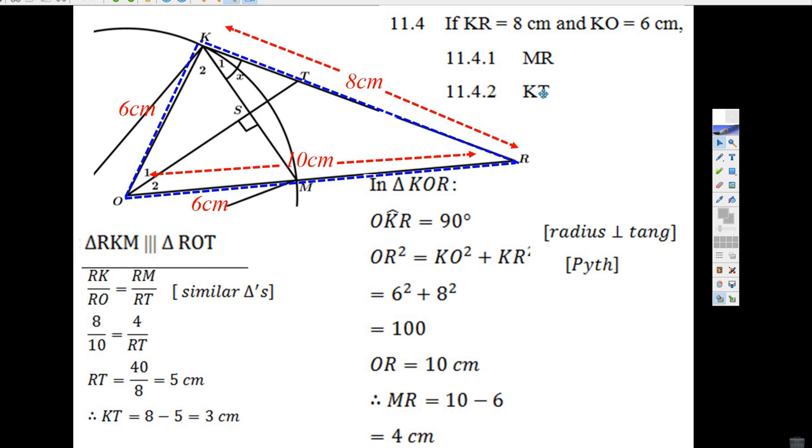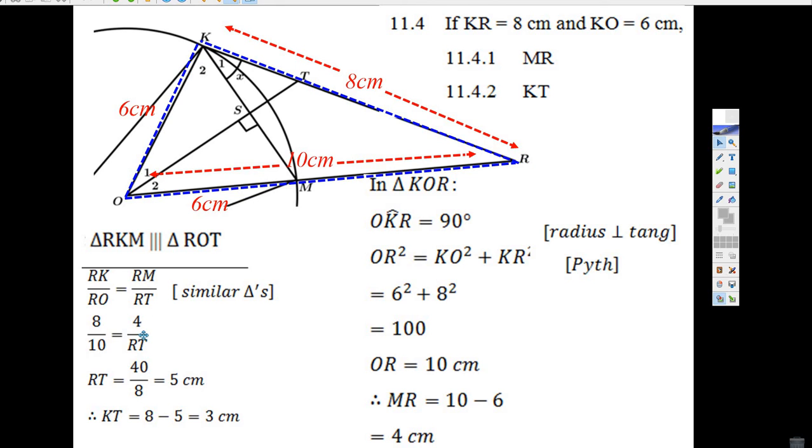That's finding MR. Now, say we want to find KT. Well, it's likely if we were asked to prove similarity that we're going to use similarity. And the way similarity works is I can make proportional fractions, all sorts of them. I can go RK goes with RO. I could go KM goes with OT. Or I can go RM goes with RT. The thing is, I've got KR and I've got RO. I know it's 8 over 10. And RT is going to help me get at this KT part. So I probably should use RT.